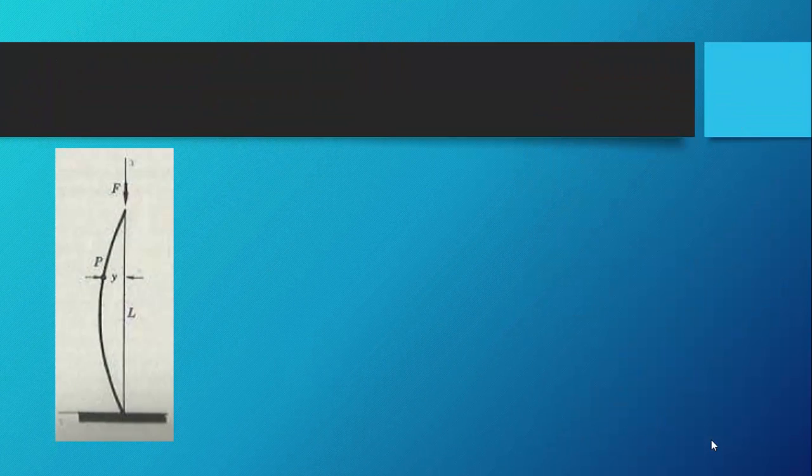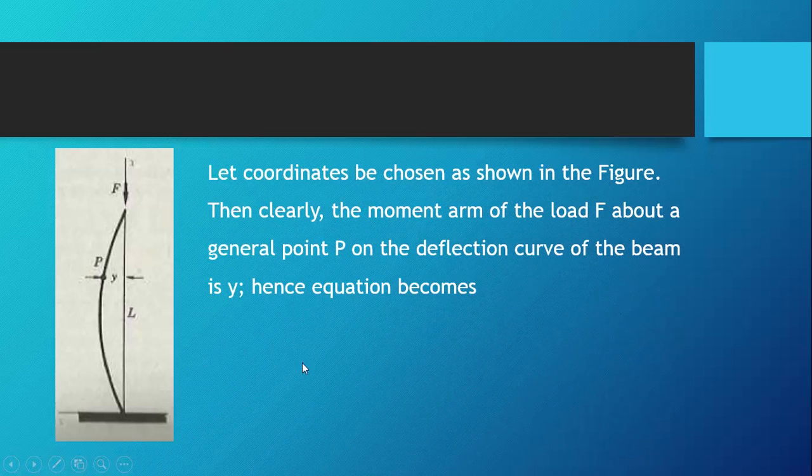Now we are going to have our figure, which is this. Let coordinates be chosen as shown in the figure. Then clearly, the moment arm of the load F about a general point P on the deflection curve of the beam is y. Hence, the equation becomes EI y'' = -F y, and this will be our equation number 1.